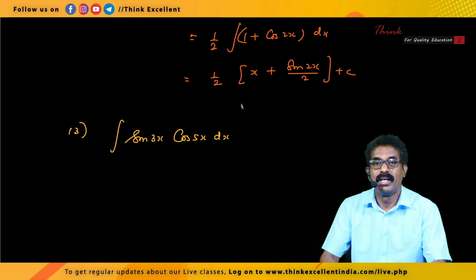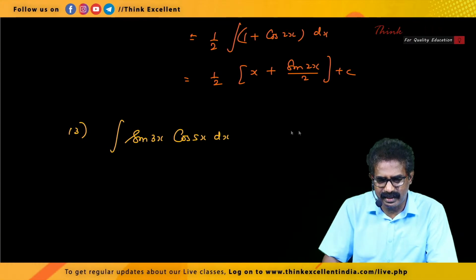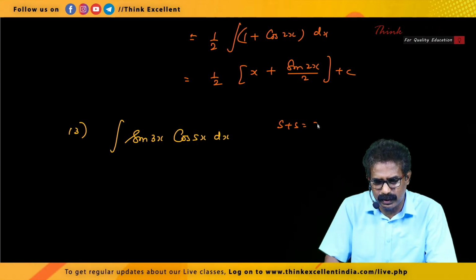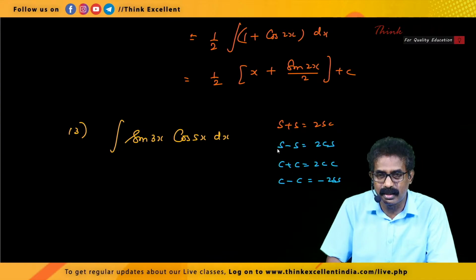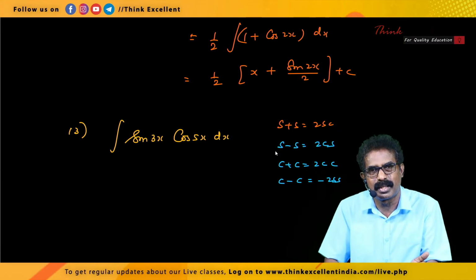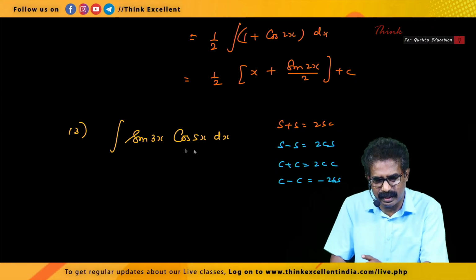Good. Please listen. We studied some trigonometric formula, right? S plus S equal to 2SC. S minus S is 2CS. C plus C, 2CC. C minus C minus 2SS. Some of you watching today the first class, if you have not watched my trigonometry class, you may not be able to understand. But anyway, when I use it, you can understand.